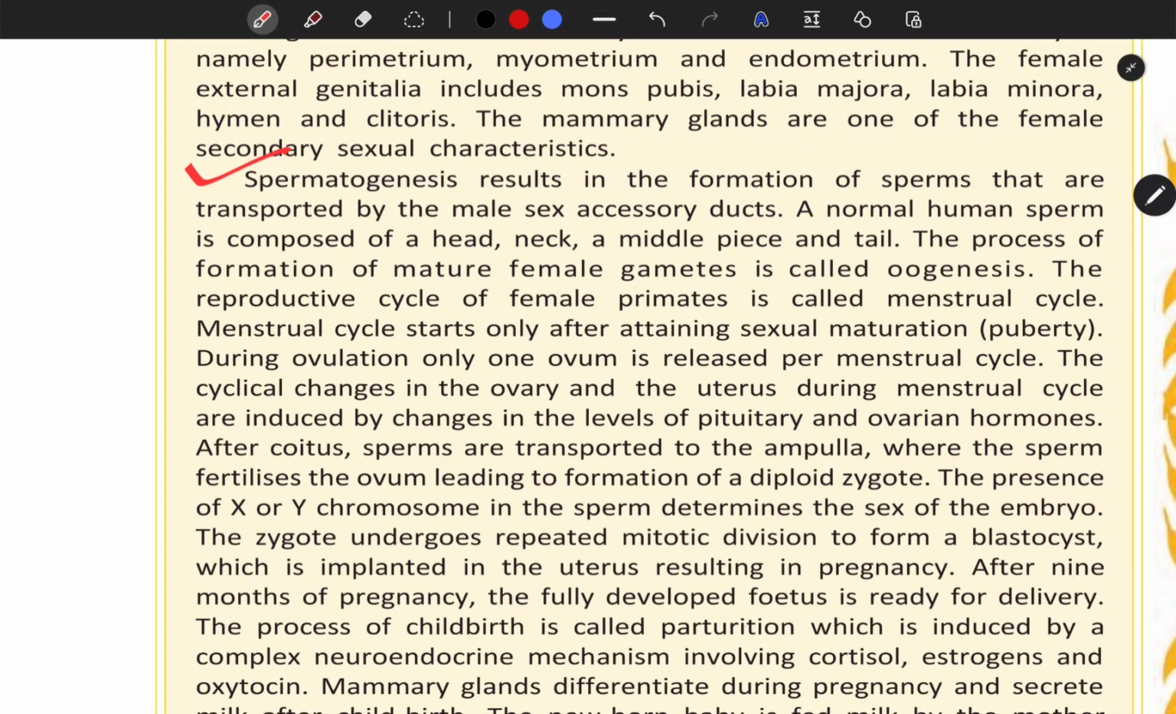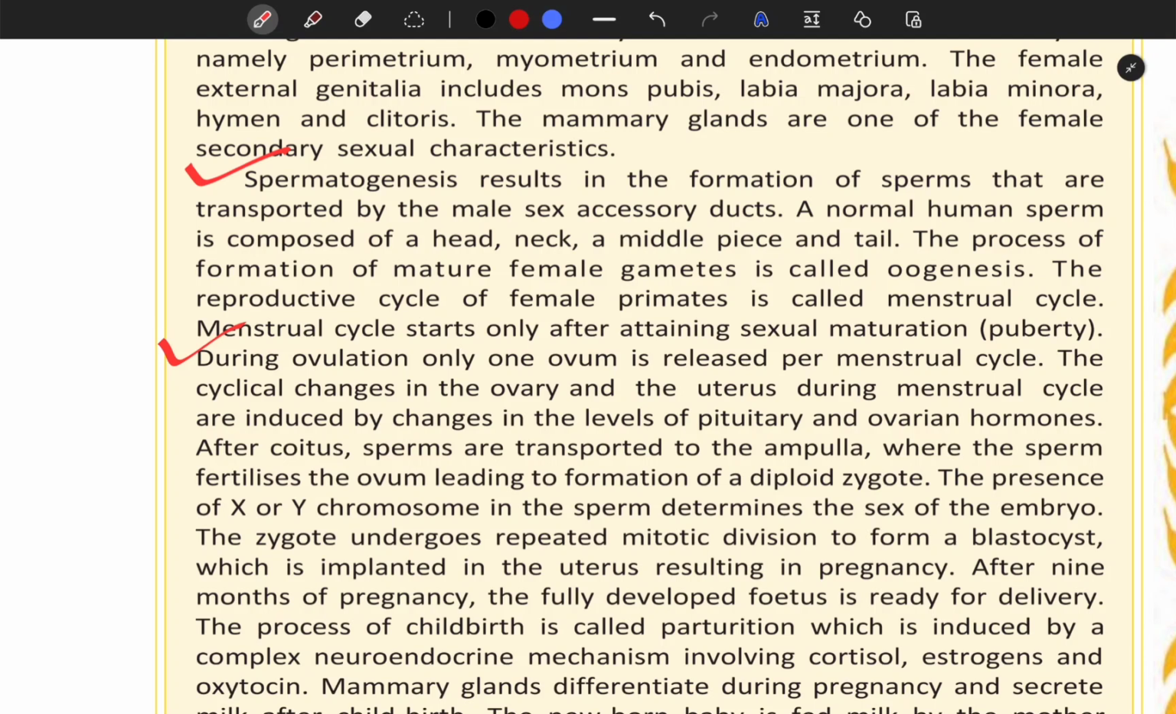Spermatogenesis results in the formation of sperms that are transported by the male sex accessory ducts. A normal human sperm is composed of a head, neck, a middle piece, and tail. The process of formation of mature female gametes is called oogenesis. The reproductive cycle of female primates is called the menstrual cycle. The menstrual cycle starts only after attaining sexual maturation, that is puberty. During ovulation, only one ovum is released per menstrual cycle. The cyclical changes in the ovary and the uterus during the menstrual cycle are induced by changes in the level of pituitary and ovarian hormones.